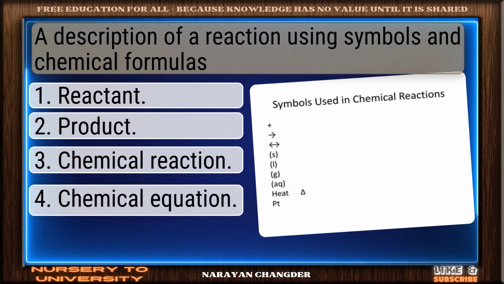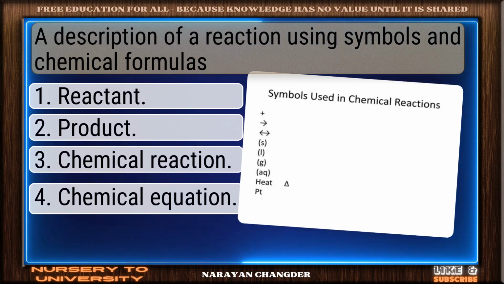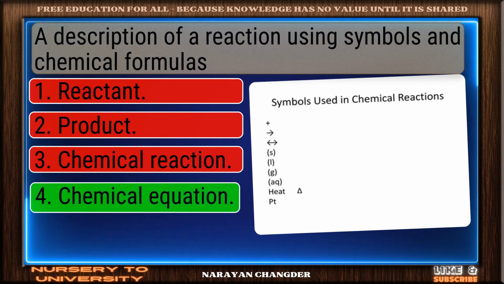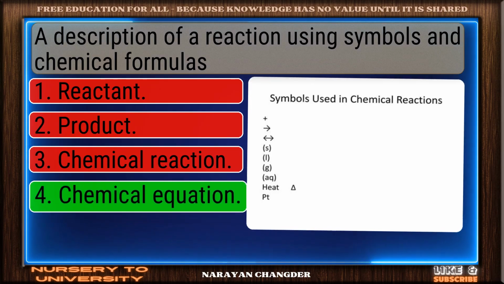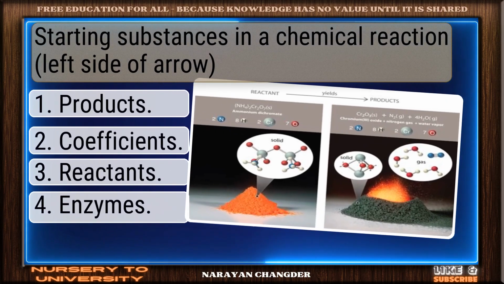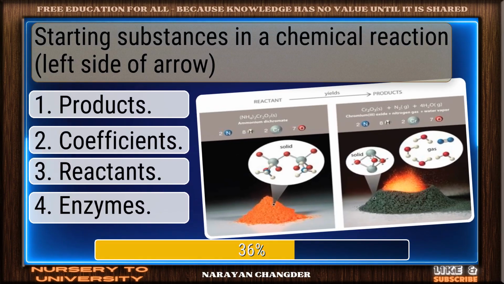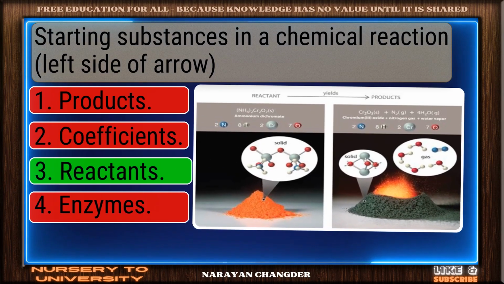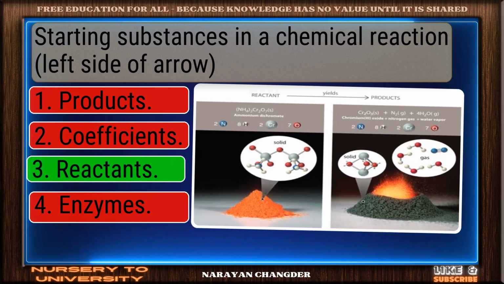A description of a reaction using symbols and chemical formulas. Valid point. Chemical equation is true. Starting substances in a chemical reaction. Nice selection. Reactants is the correct and valid answer.